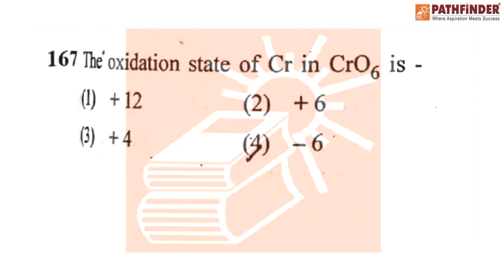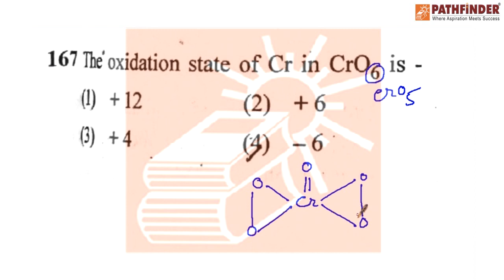Let's move on to question number 167. I think it is wrongly given. CrO6 cannot be any compound, it will be CrO5, and in CrO5 we all know that there is a peroxy linkage. Ultimately the structure of CrO5 is just like this. Each peroxy oxygen will be -1, this is -1, this is -1, and only this oxygen bears -2, so the chromium will be in +6 state to balance. Okay, it is a very common question.